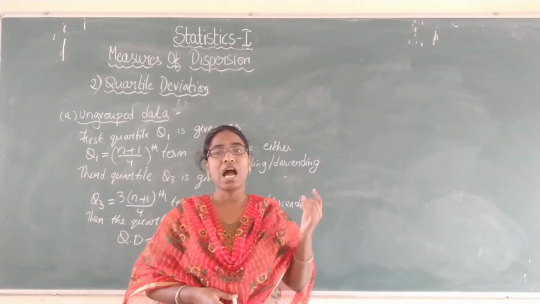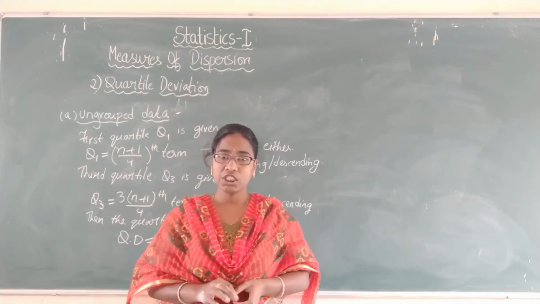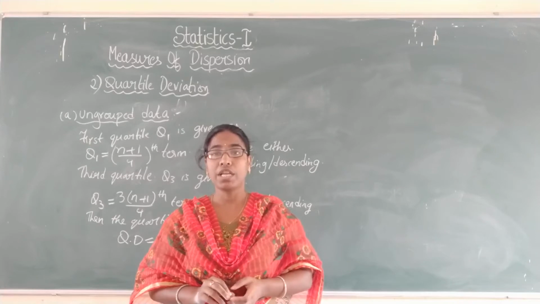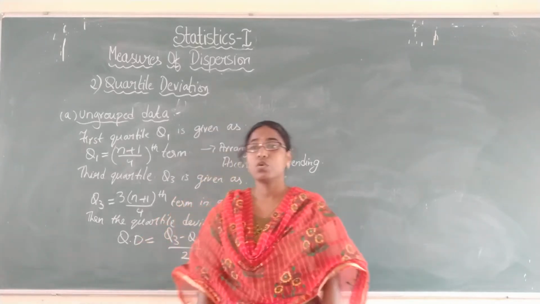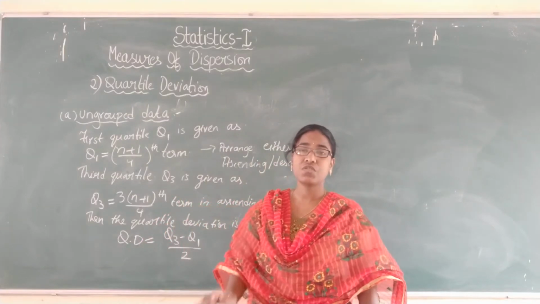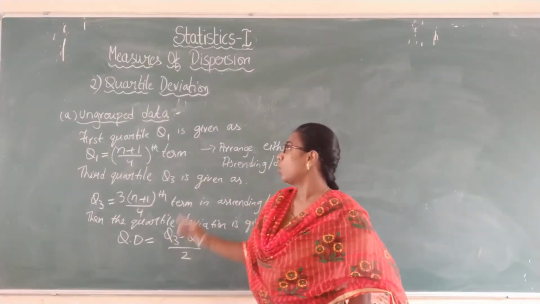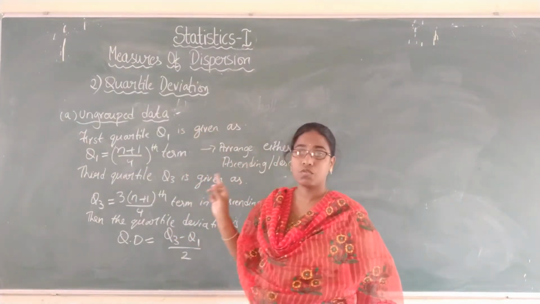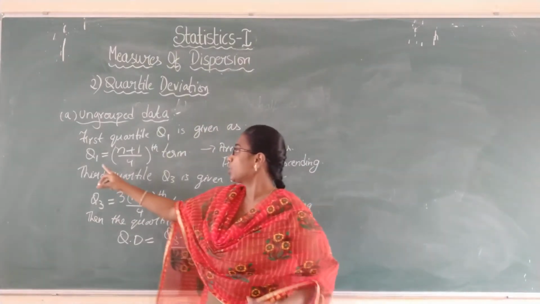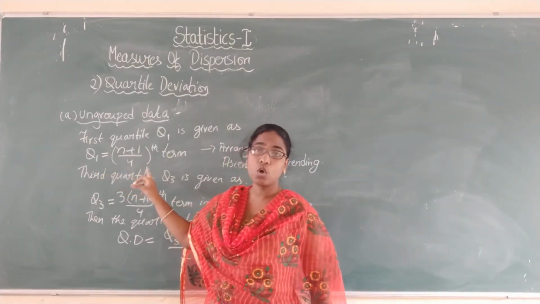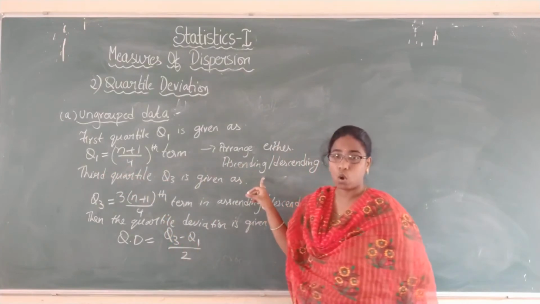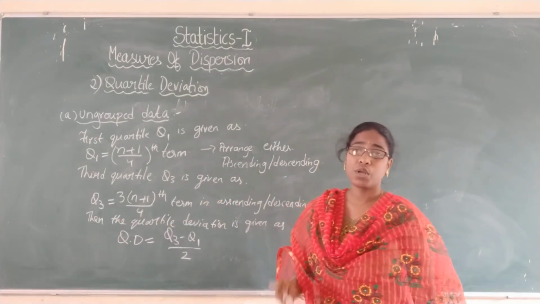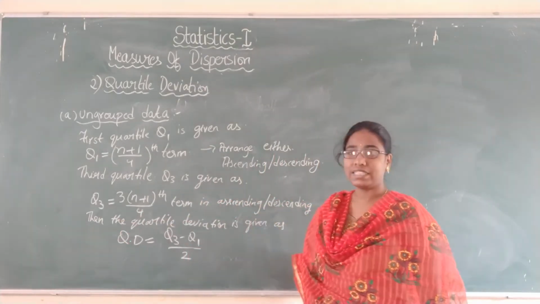Quartile deviation means half of the difference. So quartile deviation, denoted by QD, is QD equals Q3 minus Q1 divided by 2. For quartile deviation, first we need to calculate the quartiles, which can be calculated depending on the data. If it is ungrouped data, Q1 is the (n plus 1) by 4th term in the ascending order. Similarly, Q3 is the 3 times (n plus 1) by 4th term in the ascending order.